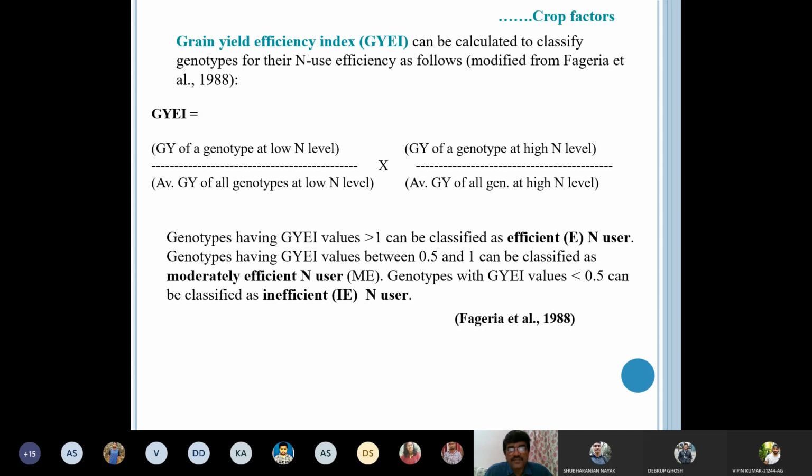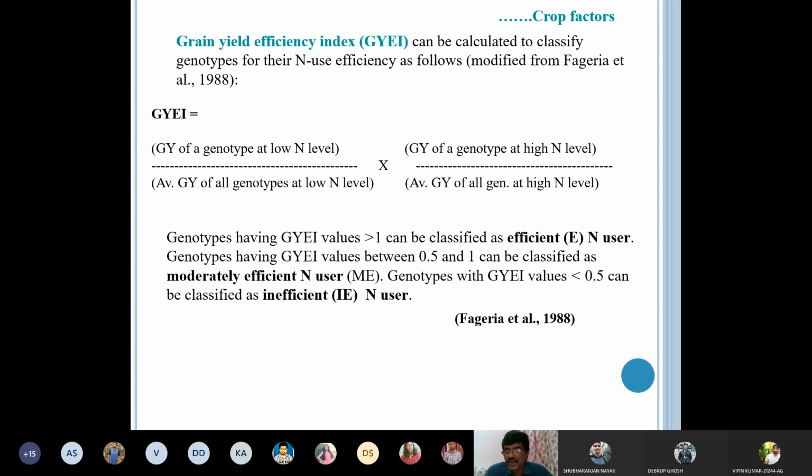It is the grain yield of a genotype at low N level divided by the average grain yield of all genotypes at low N level. Low N level means low nutrient level. If you are dealing with zinc, you can put zinc. If you are dealing with nitrogen, put nitrogen. Into grain yield of a genotype at high N level divided by the average grain yield of all genotypes at high N level. Suppose you have a field and you are screening different genotypes. You have 10 genotypes of a crop and you have, say, 4 levels of nitrogen, 0, 30, 60, 90, and you have 10 genotypes.